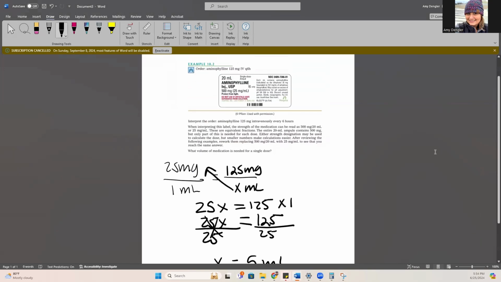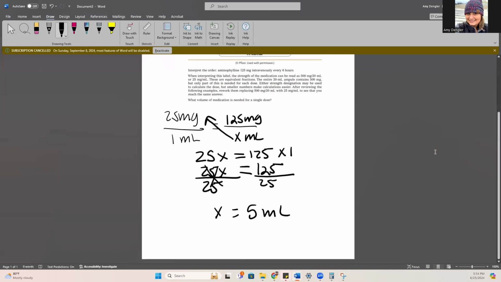So I got that 25 milligram per milliliter right here. That is the strength of the medication. The vial is 500 milligrams over 20 ml. So if you would have used that, you still would have gotten the right answer. That is the lowest terms. There would have just been different math involved, but you still would have got the same answer.